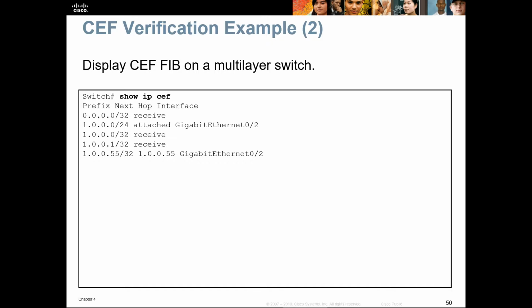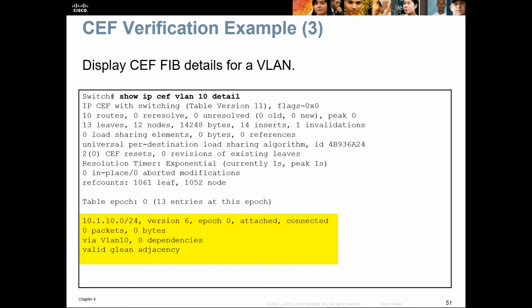The layer 3 engine CEF table determines the hardware switching CEF table. As such, in troubleshooting any CEF issues, the first step is to view the software CEF table, so you can then use the show IP CEF command to display information about entries in the FIB. Displaying CEF adjacency table information, you can do show IP CEF VLAN 10 detail, and you will get the appropriate VLAN information.